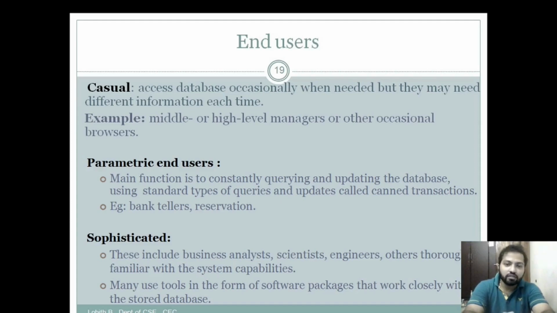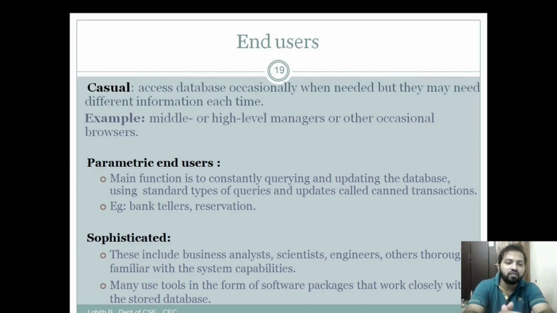Parametric end users, or naive users, are, for example, bank tellers or reservation staff. The key feature is that they will not be communicating directly with the database. With the help of a graphical user interface, they will be communicating with the database.